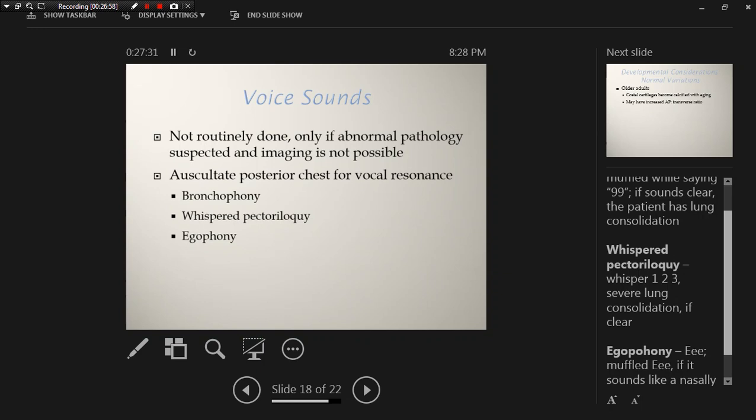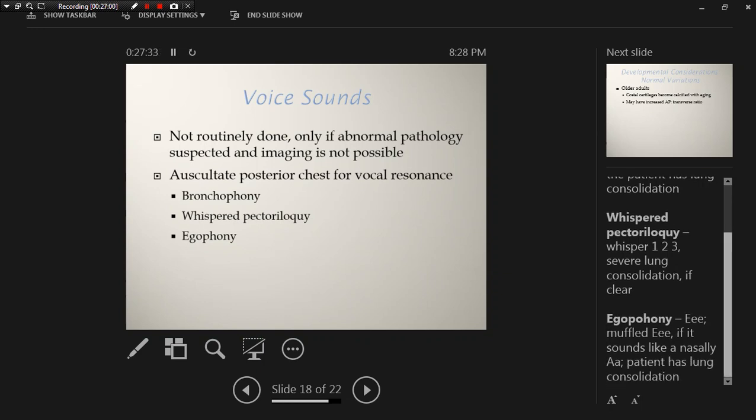Egophony, this is another indication for lung consolidation. If you're also listening to those same points and you're asking the patient to say E, E, it should sound muffled. But if it actually sounds like an A instead of an E, the patient also has lung consolidation. So again, it's good to know, you're going to practice, but you're definitely not going to be doing this frequently in practice.